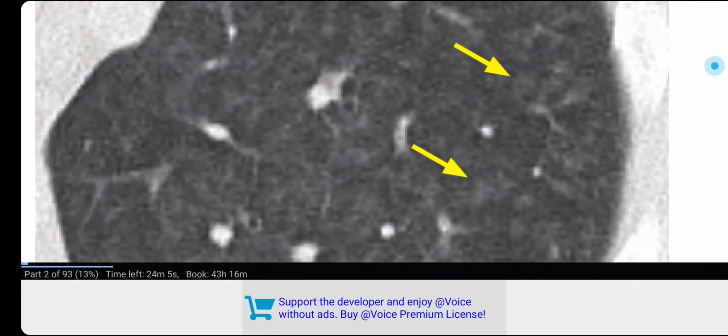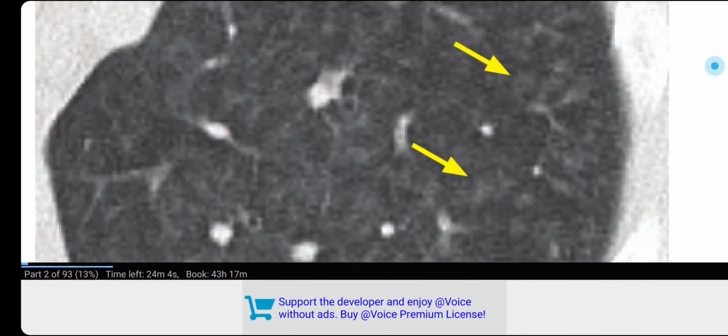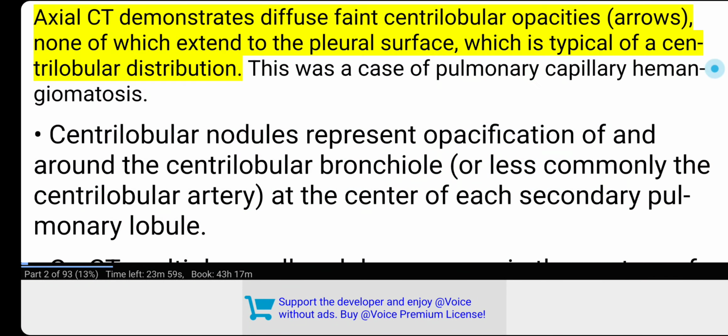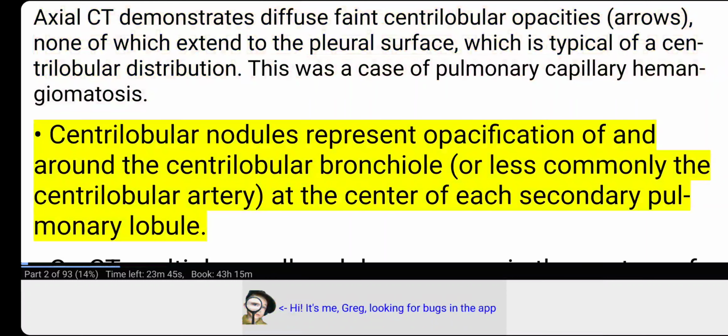Centrilobular nodules. Schematic demonstrates a centrilobular nodule, located at the center of the pulmonary lobule. Axial CT demonstrates diffuse faint centrilobular opacities, arrows, none of which extend to the pleural surface, which is typical of a centrilobular distribution. This was a case of pulmonary capillary hemangiomatosis. Centrilobular nodules represent opacification of and around the centrilobular bronchiole, or less commonly the centrilobular artery, at the center of each secondary pulmonary lobule.